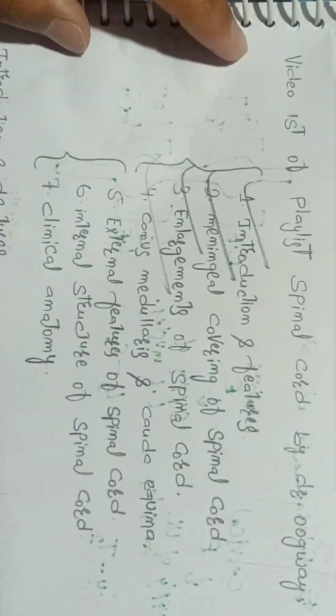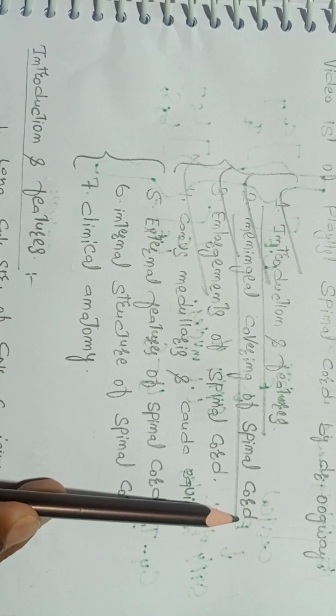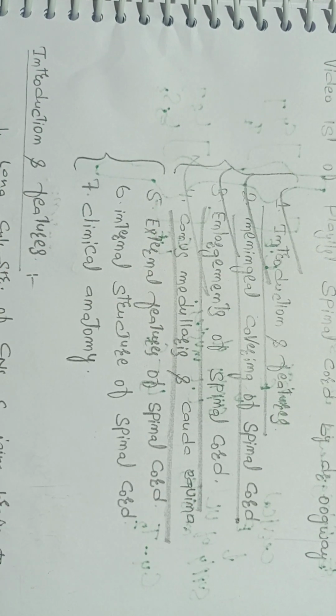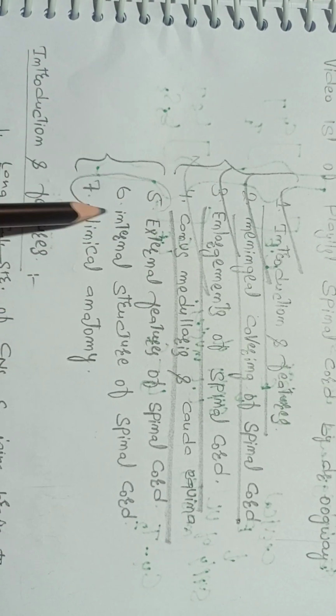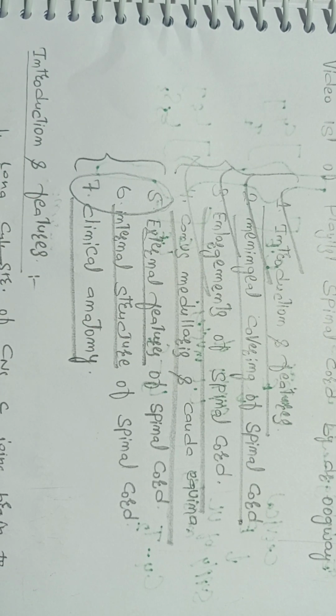So we completed the first four headings of the spinal cord: the introduction and features, then the meningeal coverings of the spinal cord, then the enlargements of the spinal cord, and conus medullaris and cauda equina. In the next video, we will talk about the next three: the external features, internal structure, and clinical anatomy of the spinal cord. So this is the first video of the spinal cord playlist.